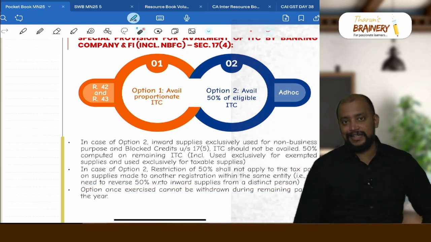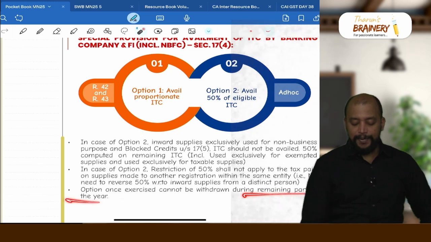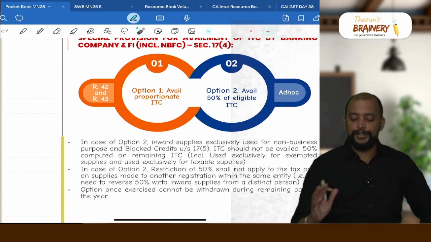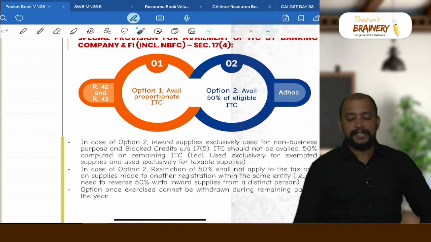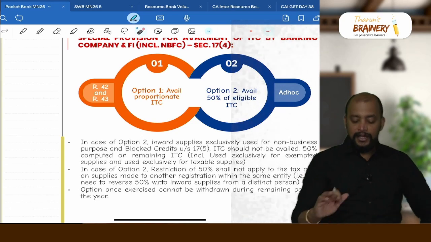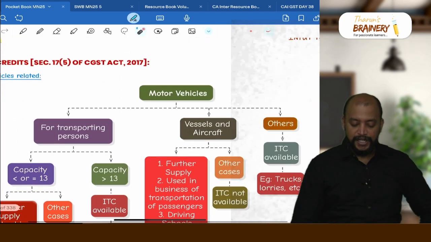Option once exercised cannot be withdrawn during the remaining part of the financial year. So we need to decide any one option that will be applicable throughout the financial year, and we cannot do any reversal etc. with respect to this. Okay, that is with respect to 17 subsection 4.